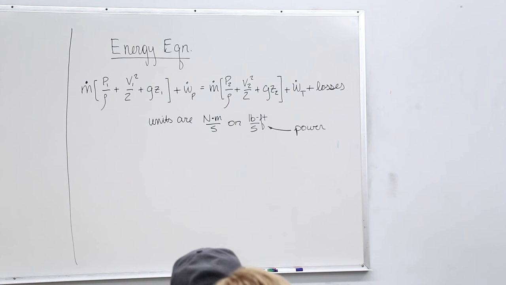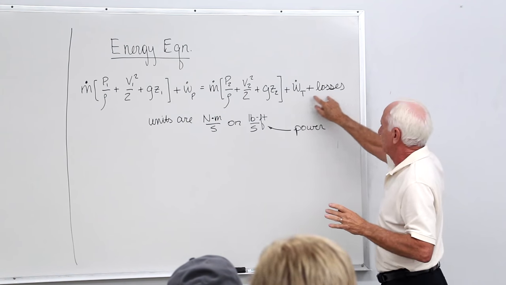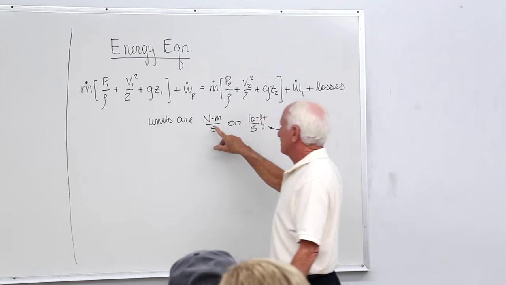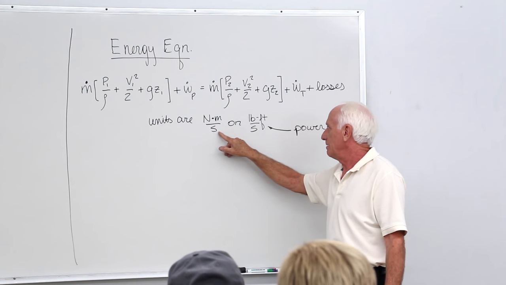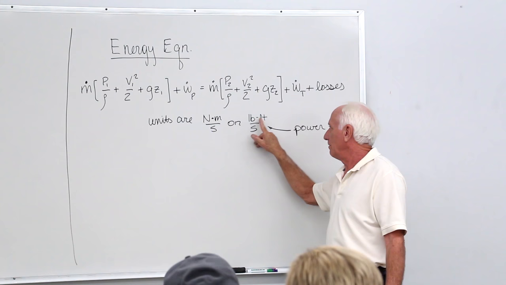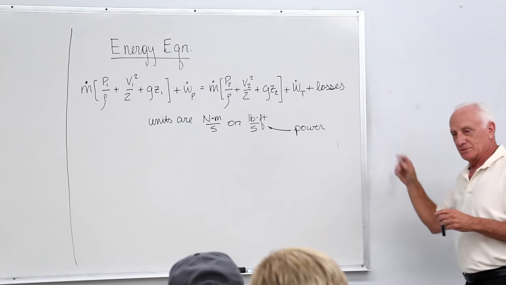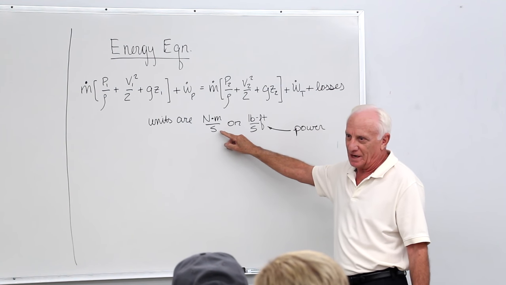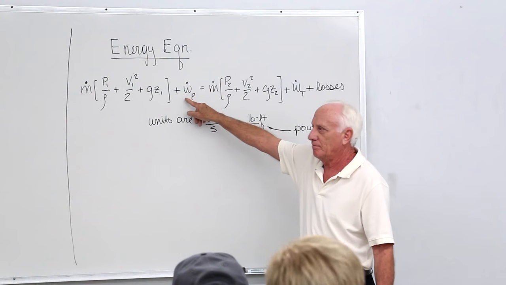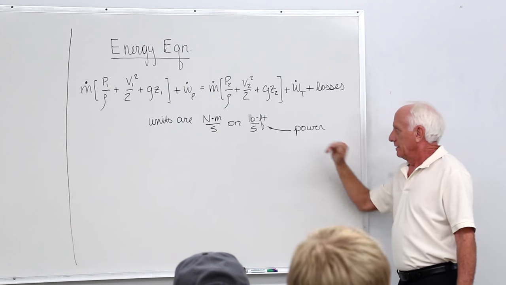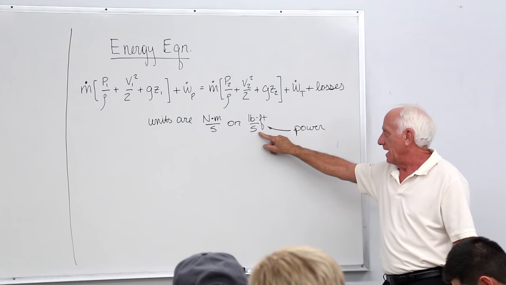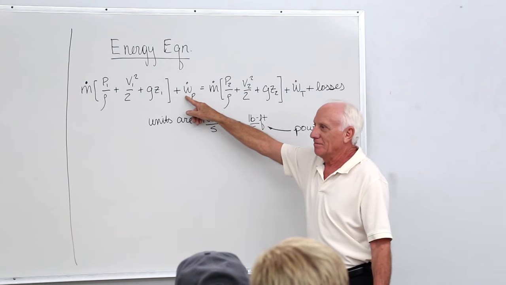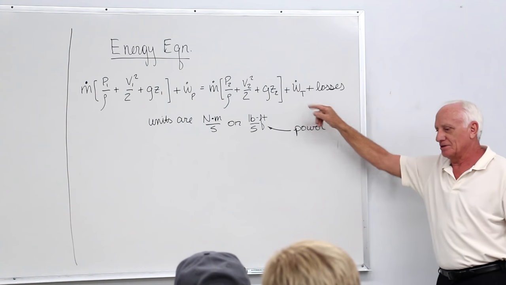Every term in there, the loss term, the W dot T, the W dot P, the M dot G times Z1, all of those are either in Newton meters per second or British gravitational pound foot per second. Those are power, because a Newton meter is a joule, and a joule per second is a watt. These are typically in kilowatts for pump power and turbine power. The pound feet per second can be converted into horsepower. So the pump power could be in horsepower, and W dot turbine could be in horsepower.